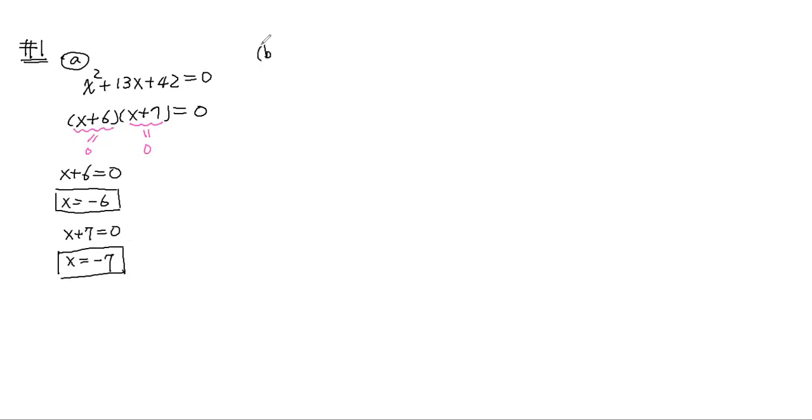Okay, now let's take a look at part B here. Part B is x squared minus 2x minus 2 equal to 0. And for this one, I know 2 is 1 times 2, so there's no way we can factor this one. That's why we're going to use the quadratic formula. So let me write it.